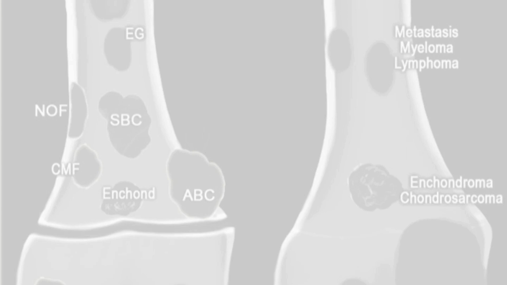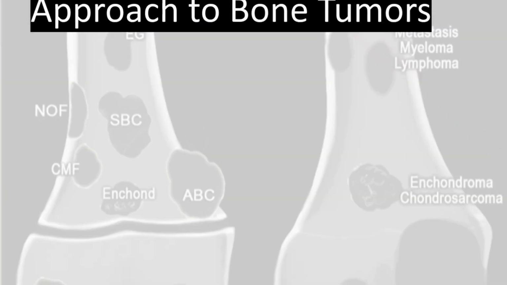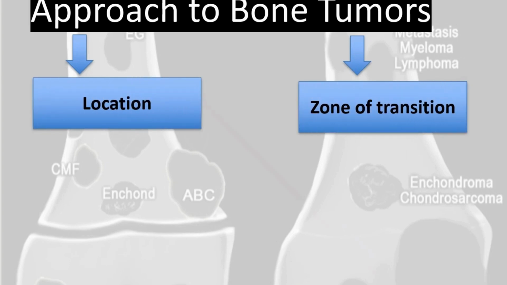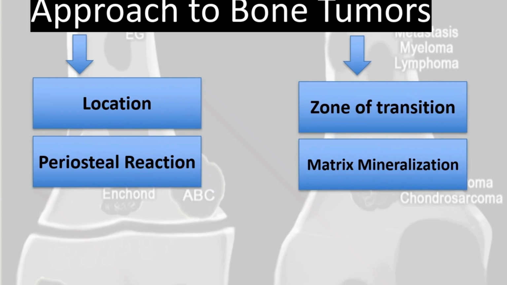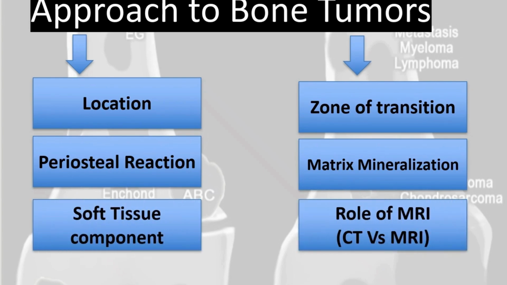This video lecture explains a structured, stepwise approach that helps narrow diagnosis logically rather than memorizing lists. So, a systematic, exam-oriented and reporting-based approach for the diagnosis of bone tumor, which is based on the location, zone of transition, periosteal reaction, matrix mineralization, soft tissue component and role of CT and MRI. In this video, we will use a step-by-step imaging framework to distinguish aggressive from non-aggressive lesions and narrow the diagnosis confidently.